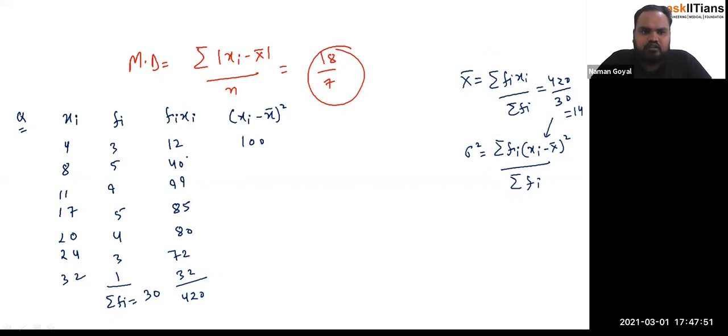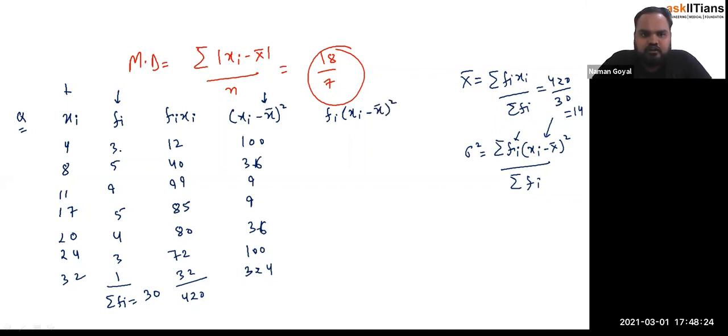Similarly, we can do it for all the terms. This is xi and this is x bar. So it will be 100, 36, 9, 9, 36, 100 and 324, right? Okay, now after that, what we have to do, we have to multiply it by fi also. Means this table is going to be multiplied with this table. So what we get, fi into xi minus x bar square, right?